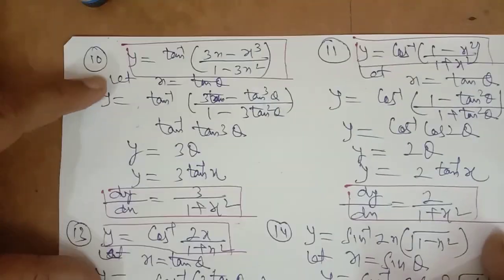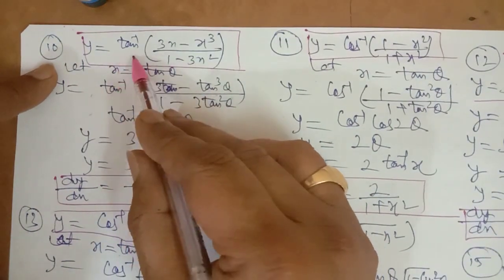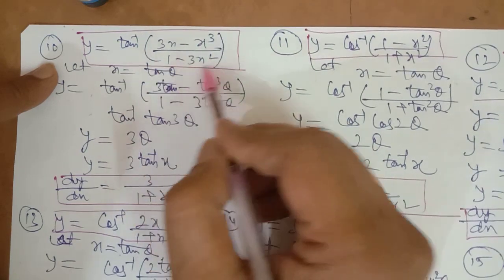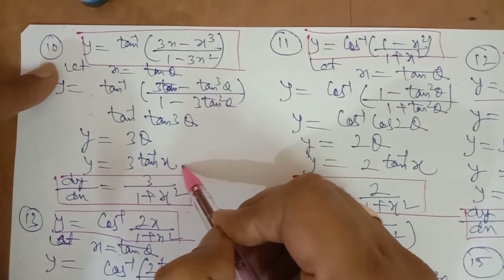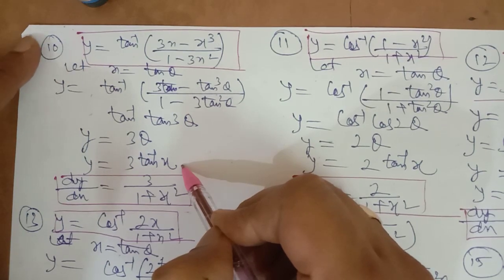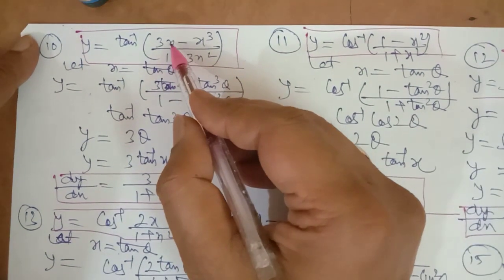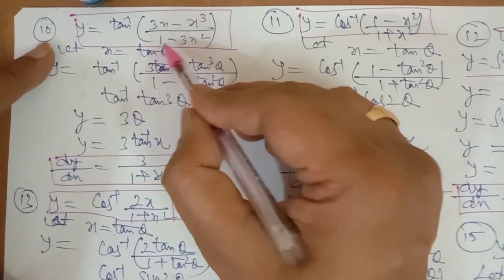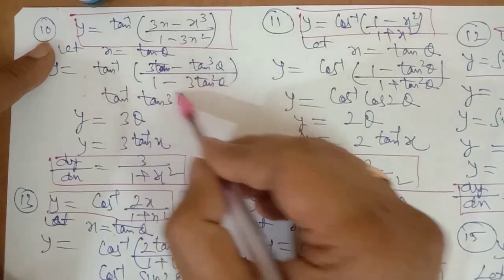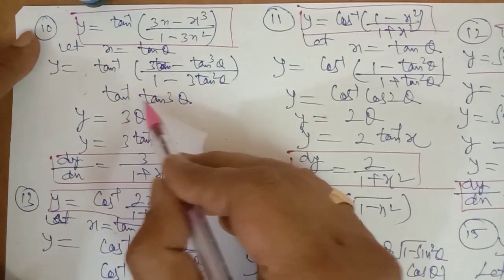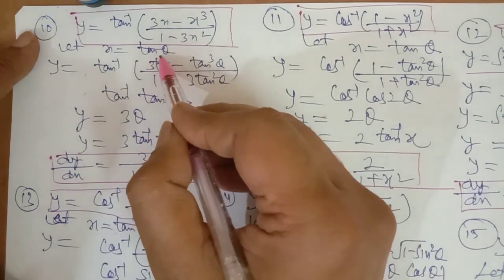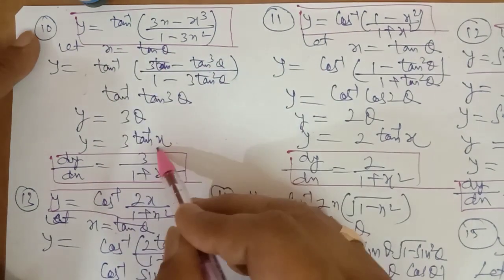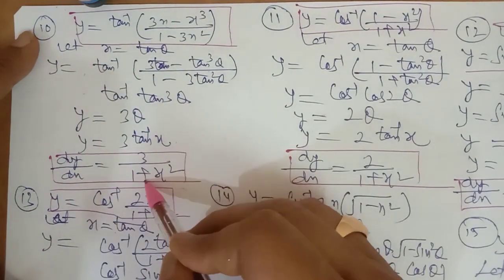Now in question number 10, if you see it very carefully, it is tan inverse of (3x minus x cube) upon (1 minus 3x square). Now it is the 3 tan inverse x formula, if you have done it very deeply there. Or otherwise you put x equal to tan theta here, so it will be (3 tan theta minus tan cube theta) upon (1 minus 3 tan square theta), which is the tan 3 theta formula. Tan inverse tan 3 theta is equal to 3 theta, and theta from here is tan inverse x, as we have done in the last question. Theta is equal to tan inverse x. Now you can differentiate: dy/dx is equal to 3 upon 1 plus x square.